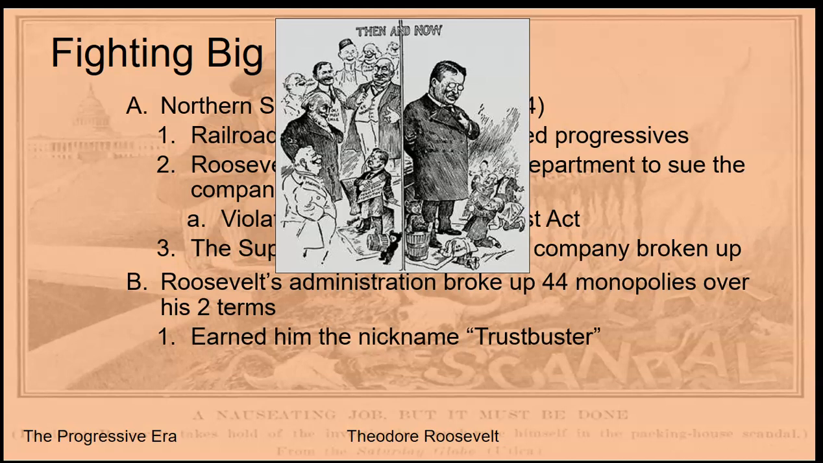And I'm going to emphasize a couple of these details, like Roosevelt breaking up 44 monopolies in 2 terms, for when you look up stuff on later progressive presidents and what they do, so that you can start trying to evaluate, okay, who really deserves that nickname, Trust Buster?